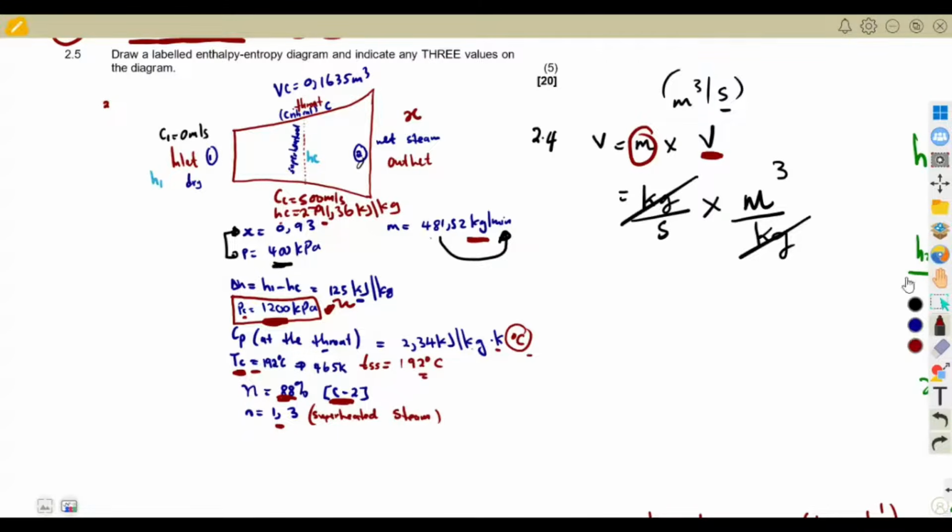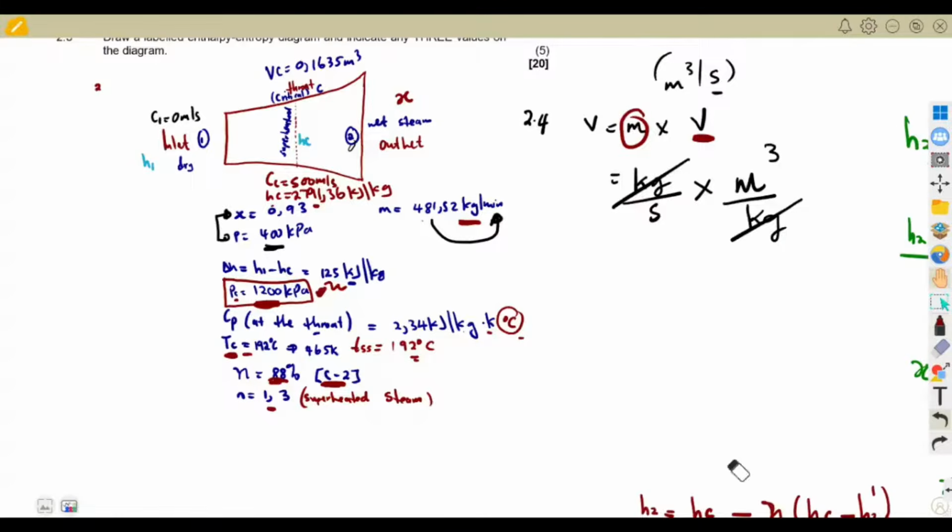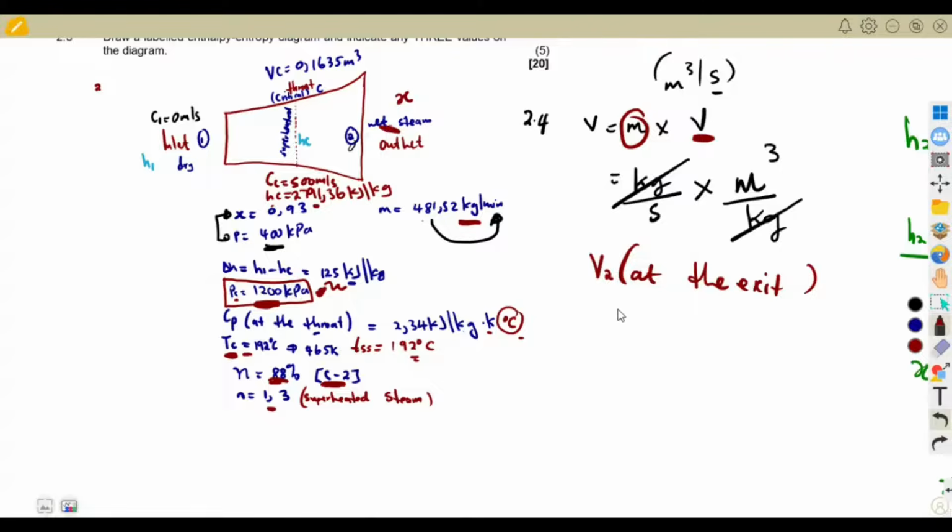This is the volume at the exit. So how do you calculate the volume first at the exit, which is our V2? All right. So at the exit, this is the volume of what? Of wet steam. So we are calculating V wet. So V2 is equal to V wet. Remember how do you calculate V wet? V wet is simply the dryness fraction times the volume of the dry steam, which is Vg.